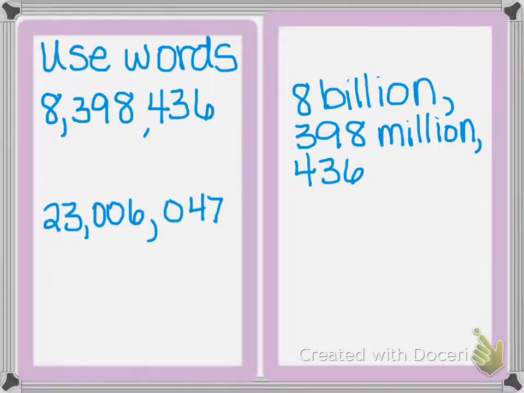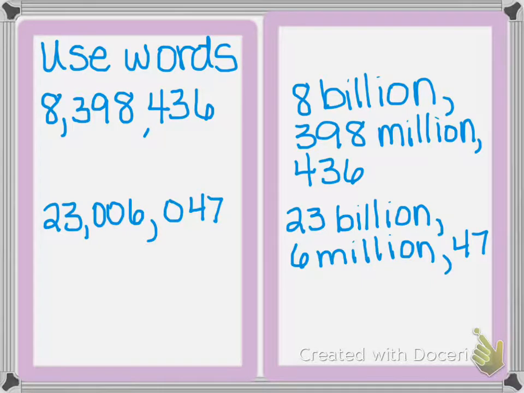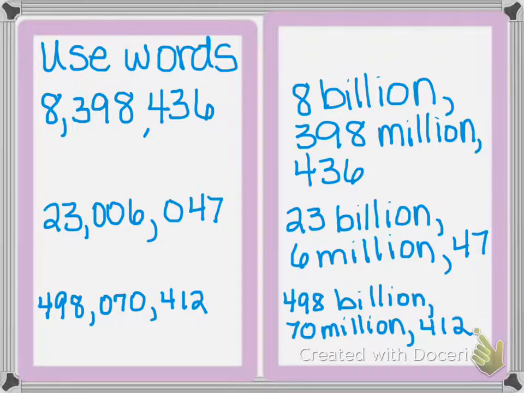So let's take a look at this one. How would we write that one in the same kind of word form that I showed you above? We would write it like this. 23,6,000,047. What about this one? 498,070,412.